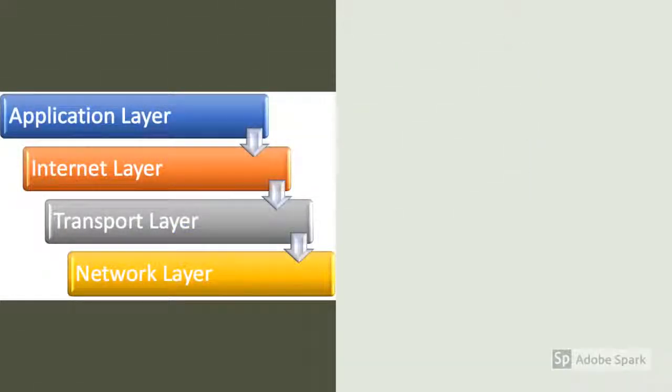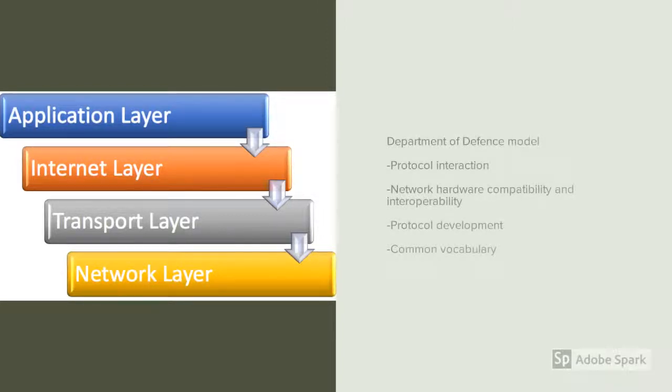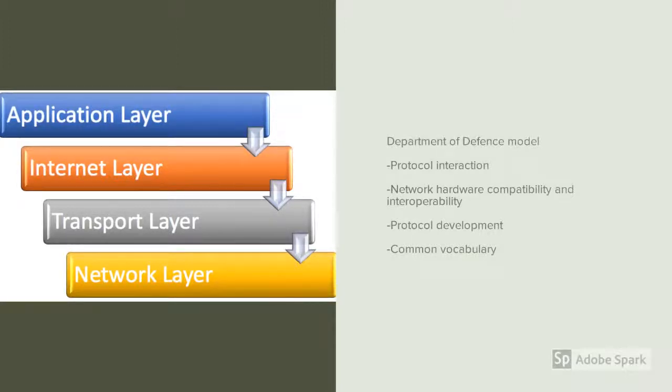To make it clear when and which protocol is used, a structure is needed. In your course, that structure is called the Department of Defense model. This model allows us to do the following. It allows programmers to see how protocols are able to work with each other if they are on the same level, as well as see how protocols can interact with each other when on different levels.